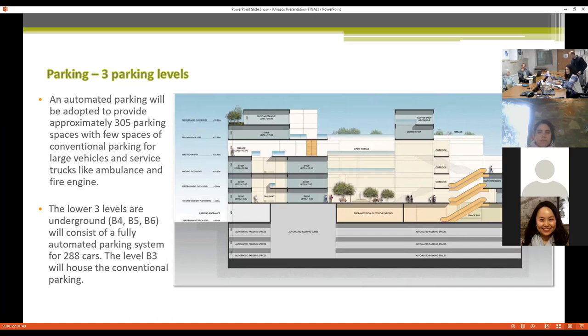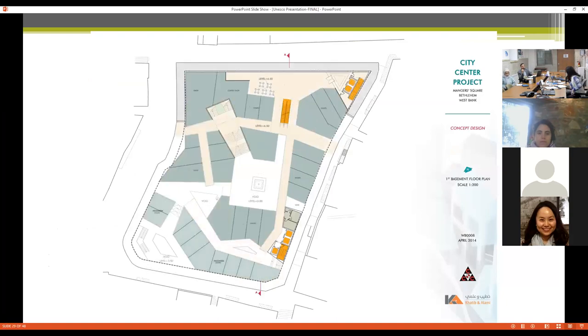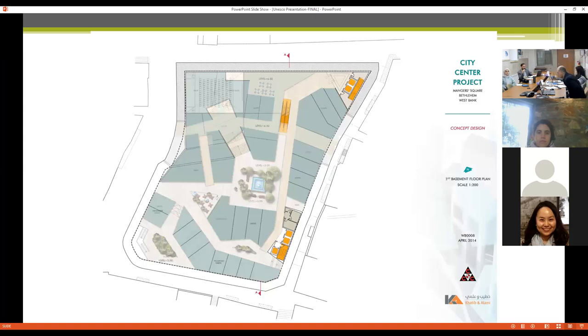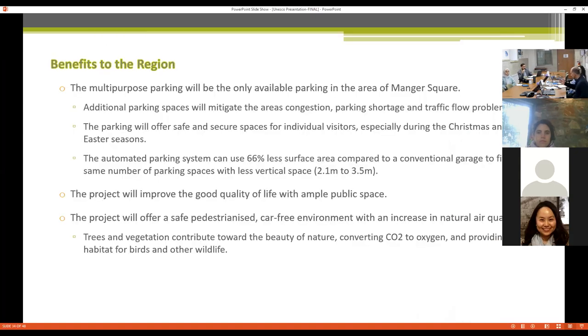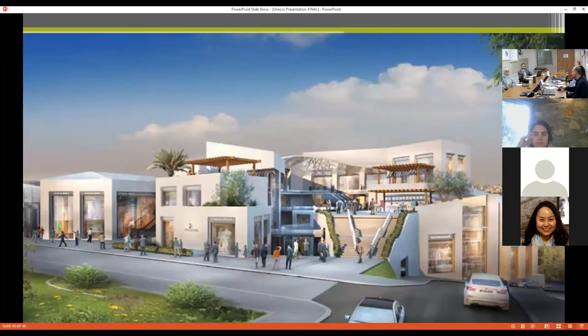This is where the project stopped, because we presented this conceptual design, and we had a meeting with the Ministry of Tourism to present this conceptual design. As a first step, we need to excavate in three different locations. And if any antiquities were found, the project immediately will be stopped.